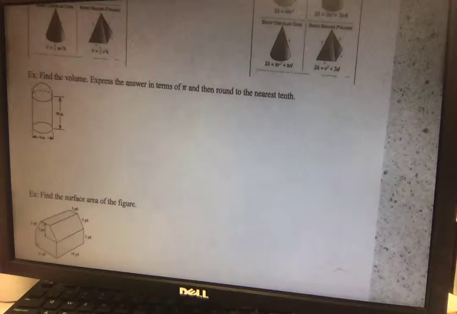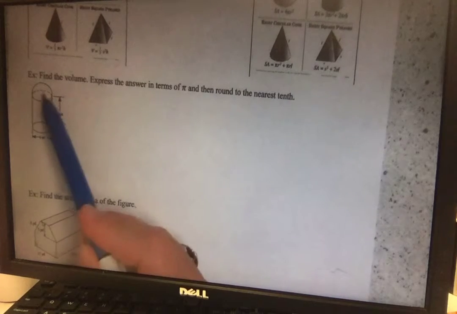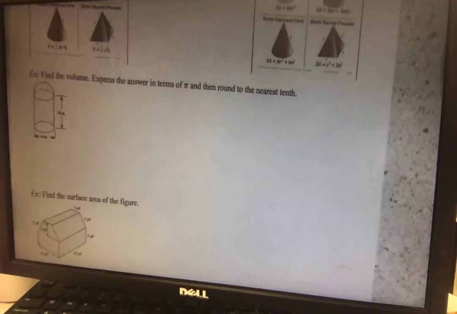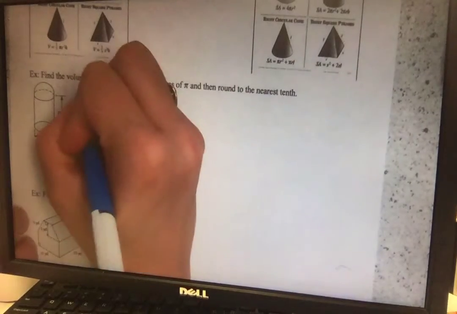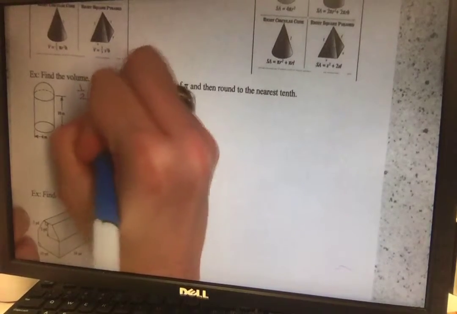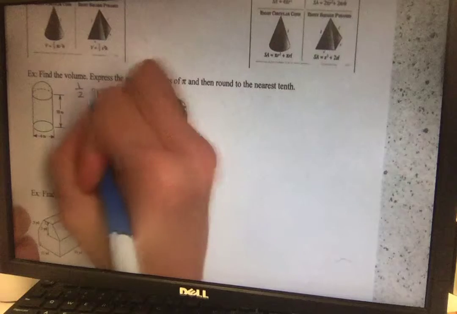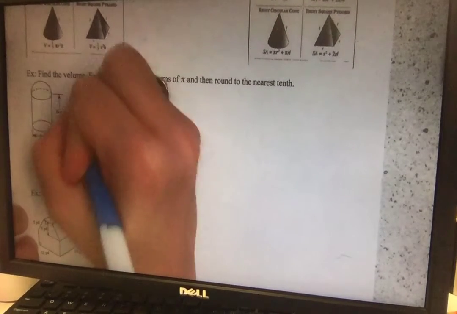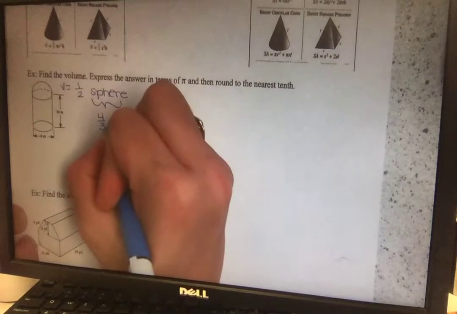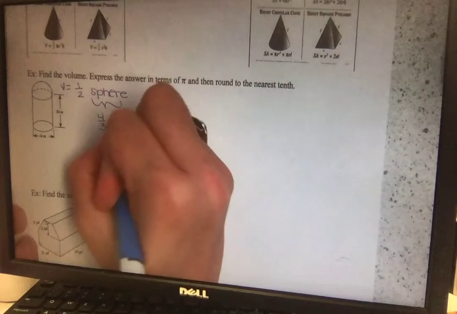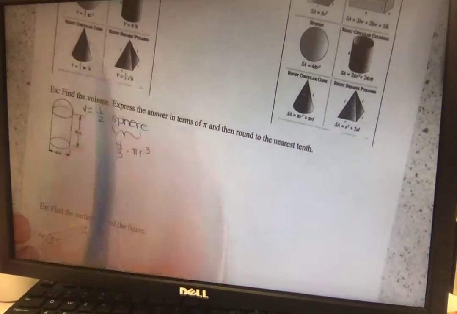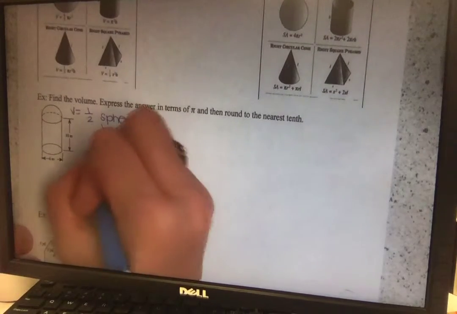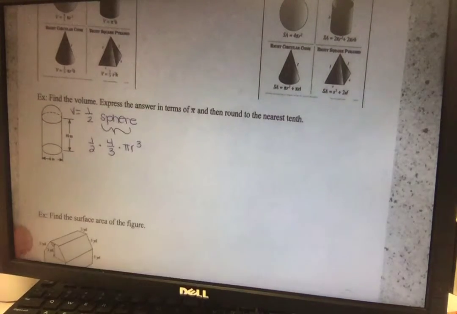So I see that it's half of a sphere, and we have a right circular cylinder. So I can find both volumes and add them together. So first doing half of a sphere. So we know the volume of our sphere is 4/3 pi r cubed, from up here, 4/3 pi r cubed. And it's only half of a sphere, so we're going to multiply that by 1/2.